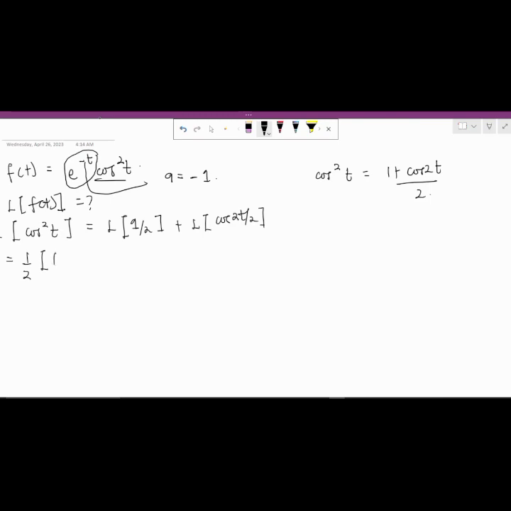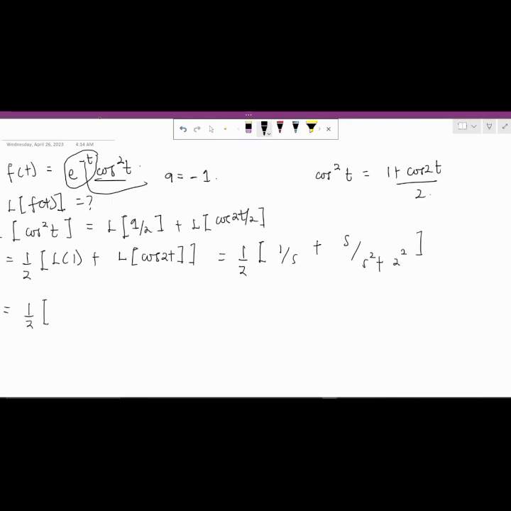And that's simply 1 over 2 times Laplace transform of 1 plus Laplace transform of cos 2t, which is equal to 1 over 2. Then Laplace transform of 1, by now we should have known that is what? 1 over s. And for cos 2t, remember it is s over s squared plus a squared. Now we're going to have s over s squared plus 2 squared.